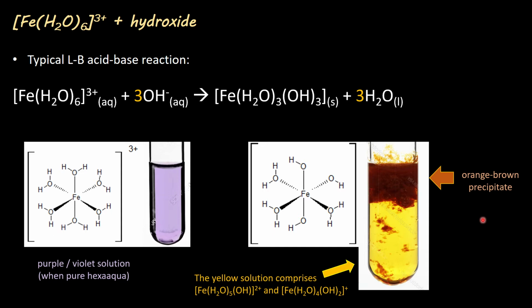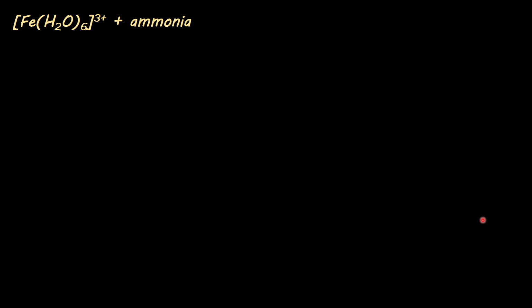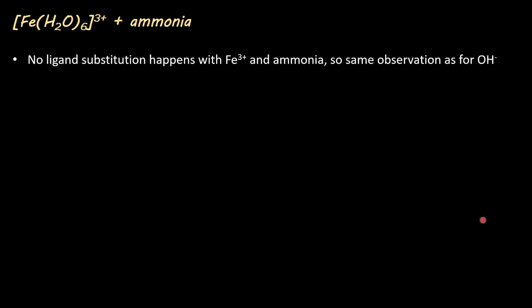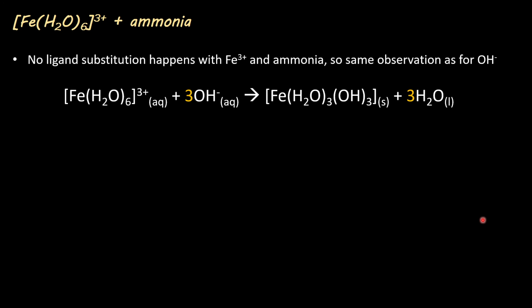Okay, so that was iron 3 hexaaqua with hydroxide. Let's now consider iron 3 hexaaqua with ammonia. So what we said last time was that ammonia solution is alkaline, so there's hydroxide present, so you get a lot of the same reactions that you see with OH- as with NH3, and it's the same here. There's no ligand substitution. The only time we'll see ligand substitution, by the way, was back in copper 2, where we saw an ammonia complex being formed. All we see with ammonia and iron 3 hexaaqua is the good old acid-base reaction that we've just talked about.